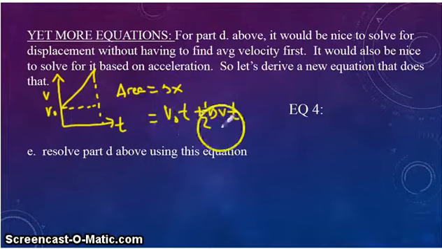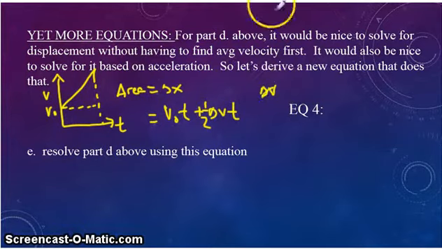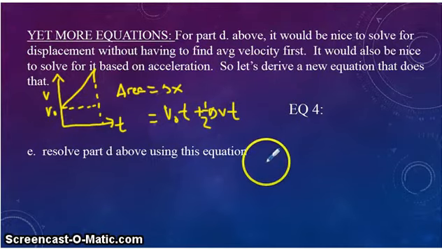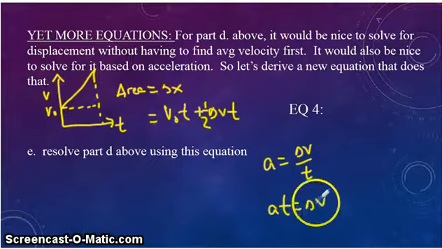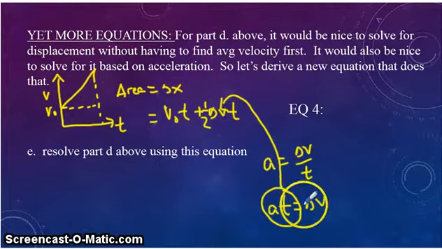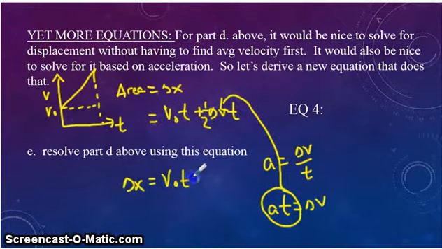Another way of rewriting the change in velocity: we know that the acceleration is equal to a change in velocity divided by time. So I can cross multiply, at is equal to my change in velocity. So I can substitute in this at for delta v, because we showed that they are the same. If I plug that in, I get delta x is equal to v naught t plus 1/2 times at times t.